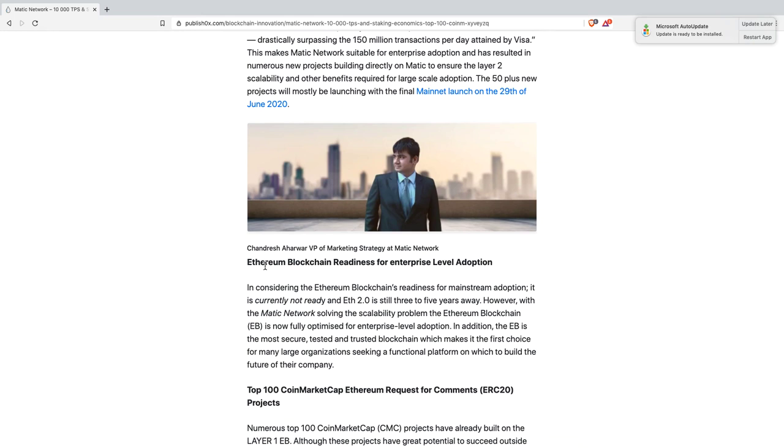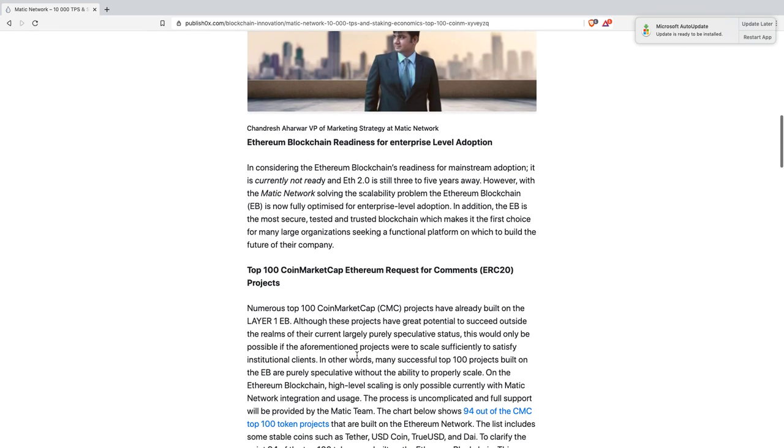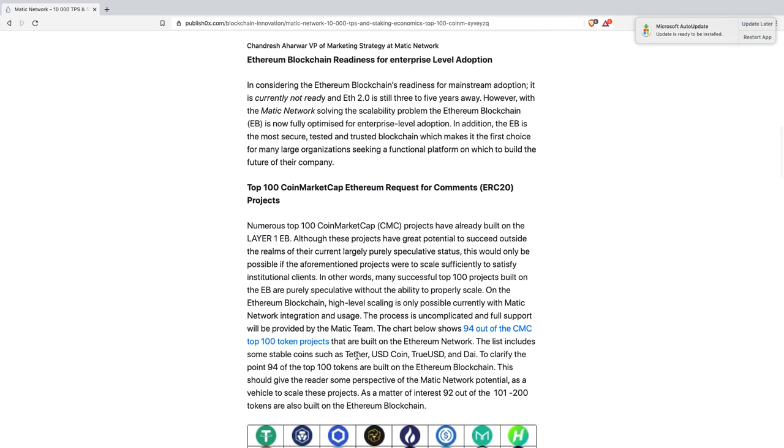Let's look at the next heading, Ethereum blockchain readiness for enterprise level adoption. In considering the Ethereum blockchain's readiness for mainstream adoption, it is currently not ready, and ETH 2.0 is still 3 to 5 years away. However, with the Matic Network solving the scalability problem of the Ethereum blockchain, it is now fully optimized for enterprise-level adoption. In addition, the Ethereum blockchain is the most secure, tested, and trusted blockchain, which makes it the first choice for many large organizations seeking a functional platform on which to build the future of their company. This will become clearer further on in the article.